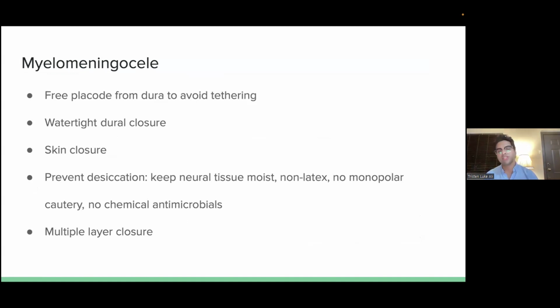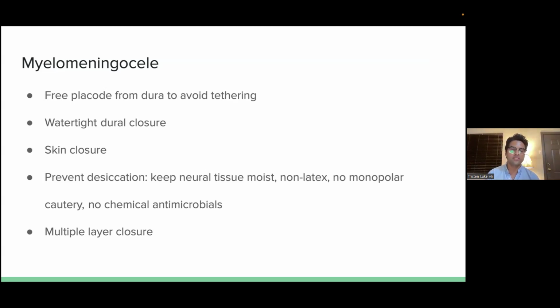In terms of the surgical principles, some of the key concepts are to free the placode from the dura to avoid tethering, which we'll get into a bit later, a watertight dural closure, and skin closure to prevent desiccation, to keep the neural tissue moist. Use non-latex, as previously mentioned, with the high incidence of latex allergy further on in life. No monopolar cautery and no chemical antimicrobials are to be used on the myelomeningocele.